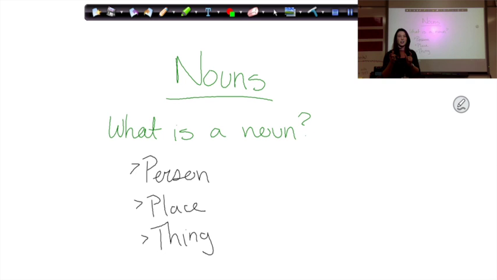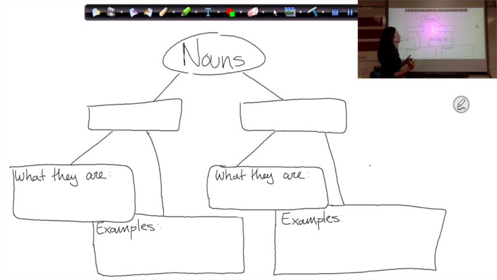Now, there are a couple of different kinds of nouns that I want to go over with you really quick, just to make sure we know what I'm looking for when it comes to capitalization. So, we have this handy-dandy flowchart right now. If you want to pause it to copy this down, you can, or you can just do bullet points or a T-chart or however you want to take notes, whatever works best for you. So, we have our overarching topic, which is nouns. Now, there are two different kinds of nouns that we're going to talk about. The first one is common nouns.